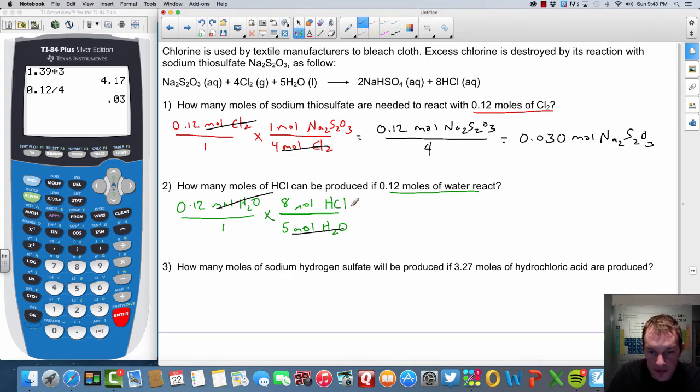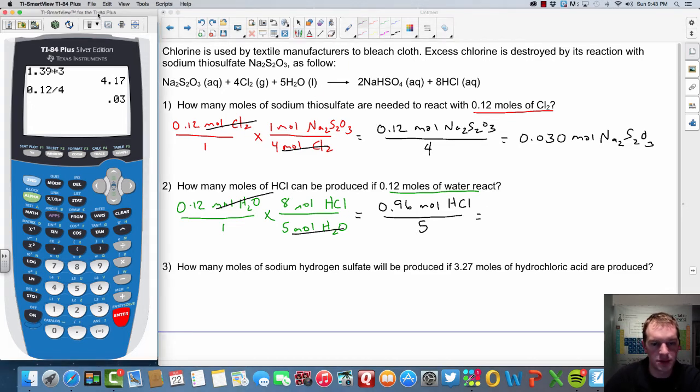Now we'll go to the black ink here. 0.12 times 8, which is going to equal 0.96 moles of HCl. Hope I didn't make a fool of myself, and that's the right math. 0.96 moles of HCl divided by 5. And now we can go to our calculator and simplify that, which is 0.96 divided by 5, 0.192 moles of HCl.